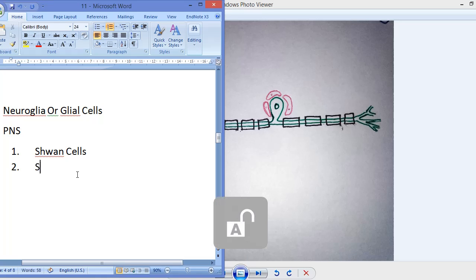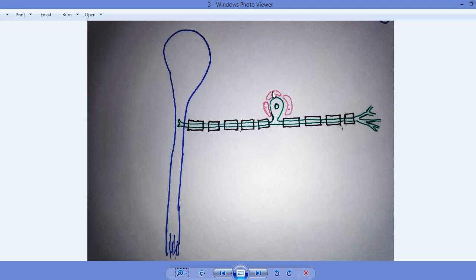The second one is the satellite cell. The satellite cells are also supporting cells which give insulation and support to the cell body. These red color cells are the satellite cells, which are all around the cell body outside the central nervous system, and this provides support to the cell body. It provides nutrition, insulation and support, and it protects the cell body from various types of anomalies.